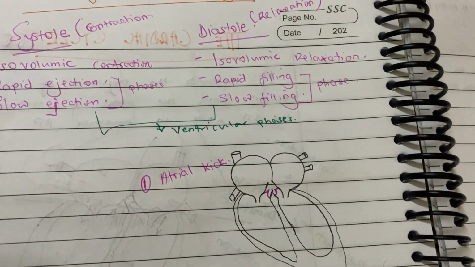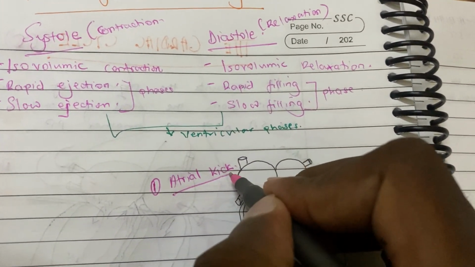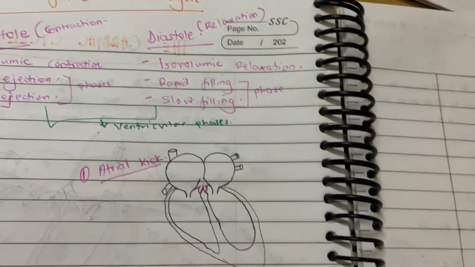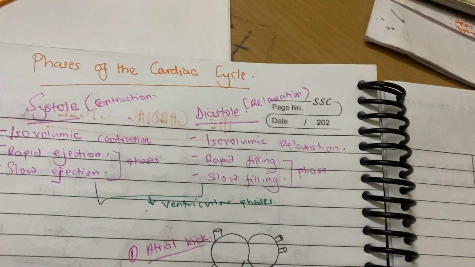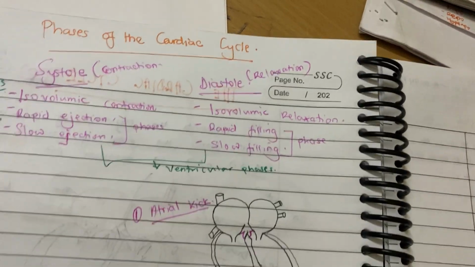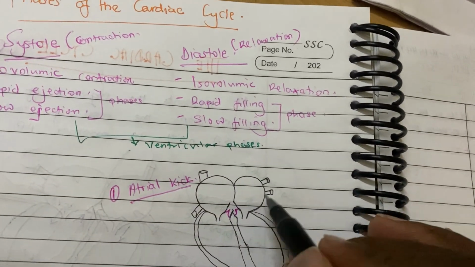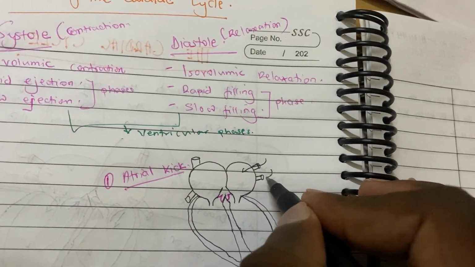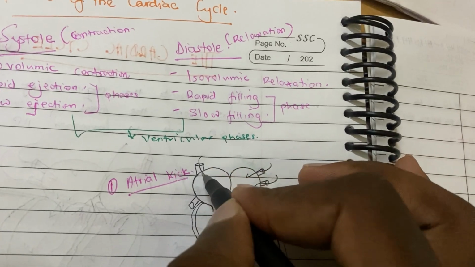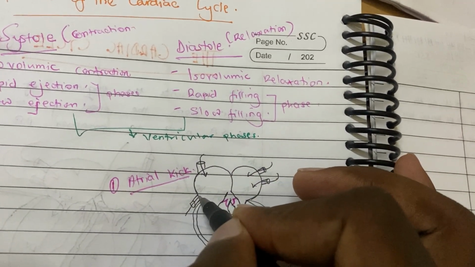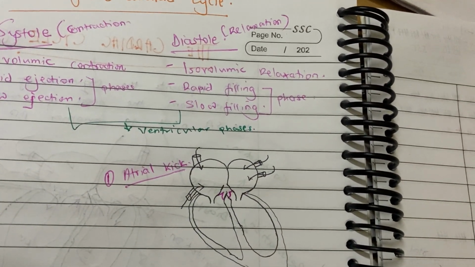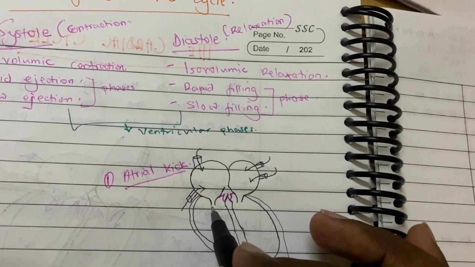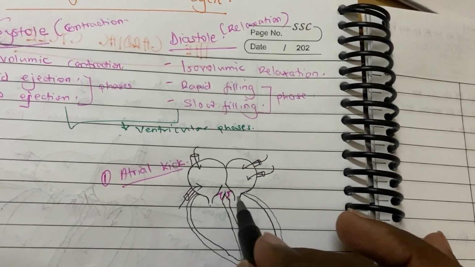I'm choosing to start with atrial kick as my phase 1, atrial systole. So what happens in atrial systole? The atrial blood is already coming through the pulmonary veins and the superior and inferior vena cava. And this mitral valve is open.